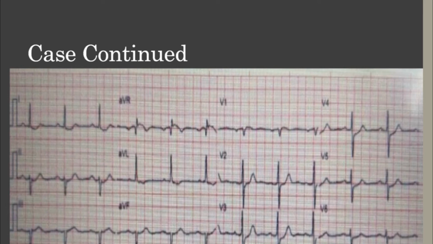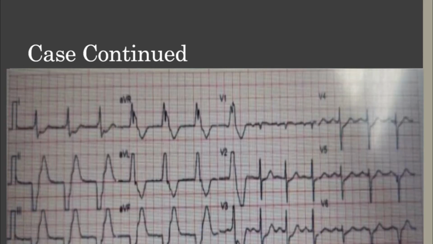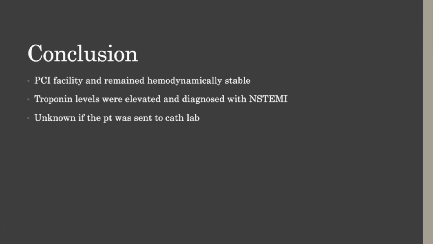A couple of minutes later, and this happened. The patient once again reported a decrease in pain. Once the AIVR terminated, the ST depressions were noted to have been improved, and this series of events repeated itself a couple more times throughout the transport. In conclusion, the patient was transported to a PCI-capable facility and remained hemodynamically stable throughout the entire ride. Troponin levels were elevated, and the patient was said to have had a non-STEMI.